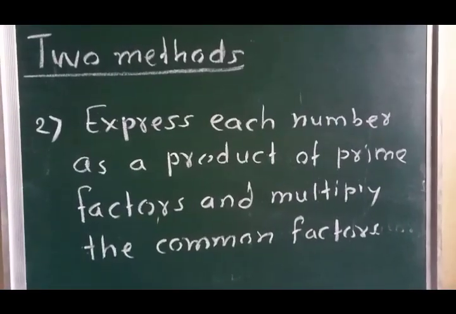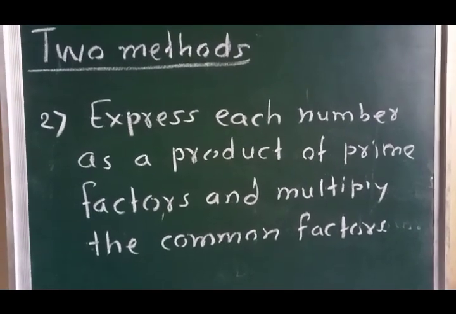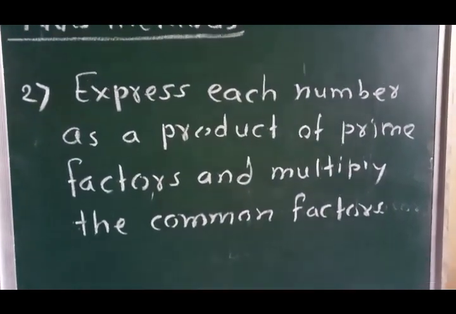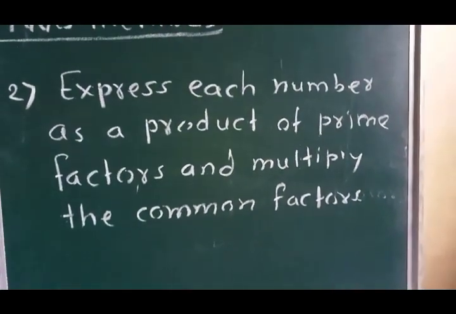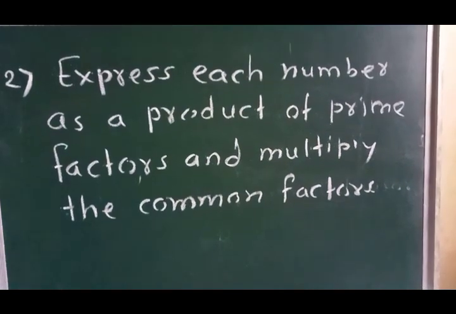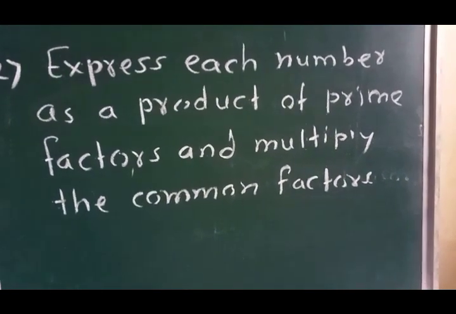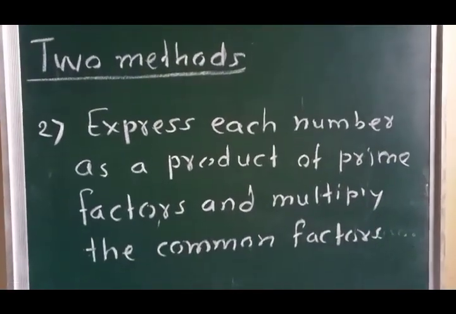Second method, the prime factorization method. In this method, express each number as a product of prime factors and multiply the common factors. There are two methods in GCD.